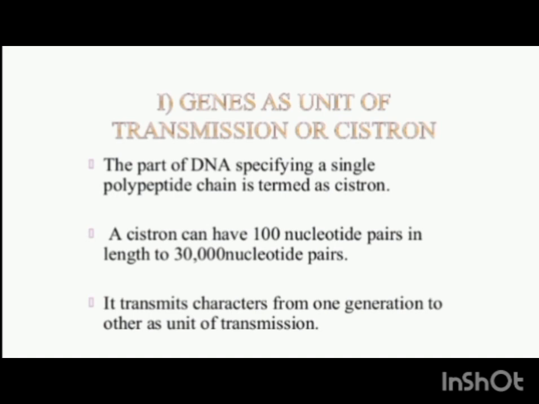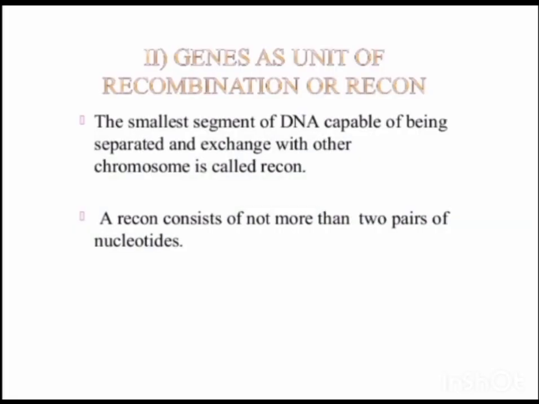The part of DNA specifying a single polypeptide chain is termed a cistron. A cistron can range from 100 nucleotide pairs to 30,000 nucleotide pairs in length. It transmits characters from one generation to another as the unit of transmission. Second one is genes as unit of recombination, the recon. The smallest segment of DNA capable of being separated and exchanged with another chromosome is called recon. The recon consists of not more than 2 pairs of nucleotides.